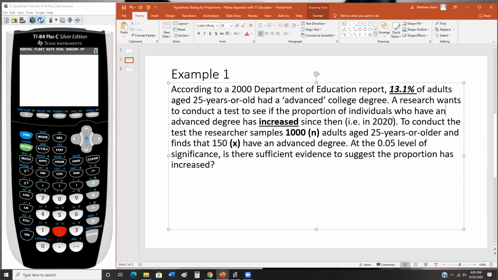Okay, so to conduct the test, the researcher samples 1,000 adults, so that's my sample size, age 25 years or older, and finds that 150 of them, that's my X, have an advanced degree, okay? At the 0.05 level of significance, is there sufficient evidence to suggest the proportion has increased over the last 20 years? Okay, all you're going to need to be able to do this problem is the initial proportion, your sample size, the number of individuals who have the characteristic you're interested in, and the level of significance. And boom, you can solve this real quickly in your calculator.